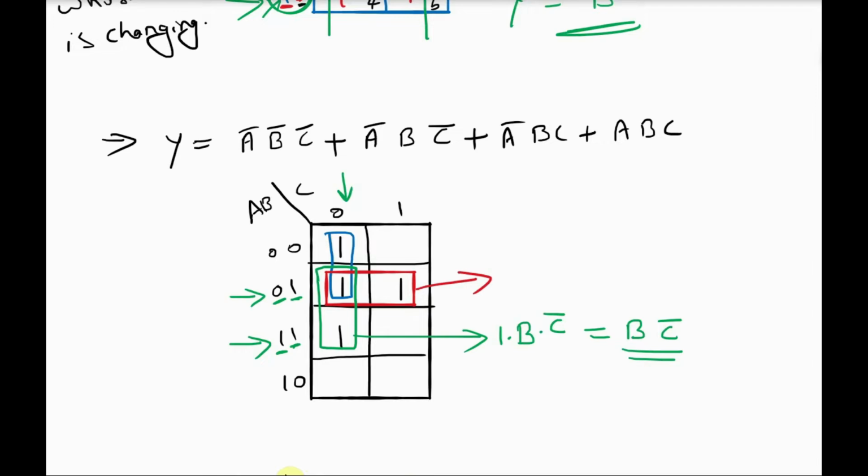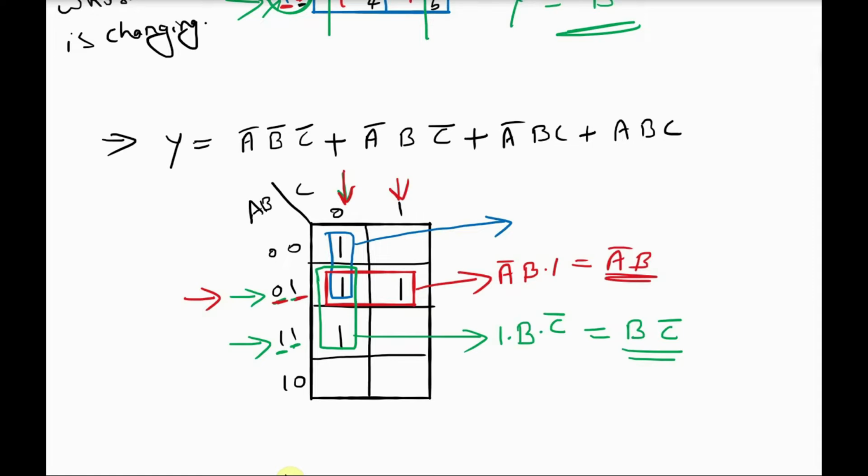When we consider the red group, it spans only one row. The value of that row we can write straight away. A is 0 and B is 1. That is A bar B multiplied by the column value. When we see the columns, it is covering 2 columns. That means the value of C is changing from 0 to 1, so we can't take C. The value of C will be 1. So the final value of that group is A bar B. And now we will see the blue group.